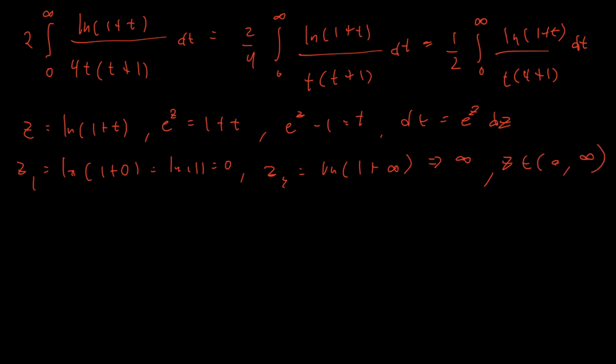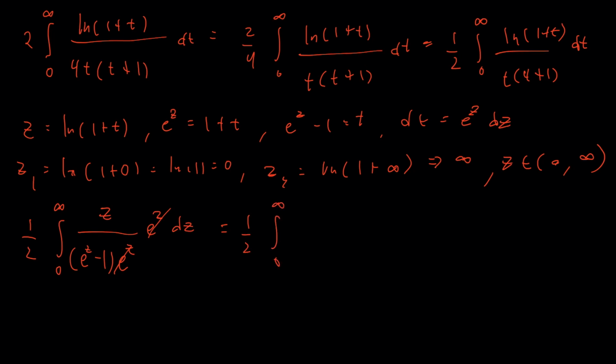So now making the transformation, we have 1/2 integral from 0 to infinity of z divided by t, which is going to be e to the z minus 1. t plus 1, that's going to be e to the z. And dt is e to the z dz. And these end up canceling, so we have 1/2 integral from 0 to infinity of z divided by e to the z minus 1 dz.